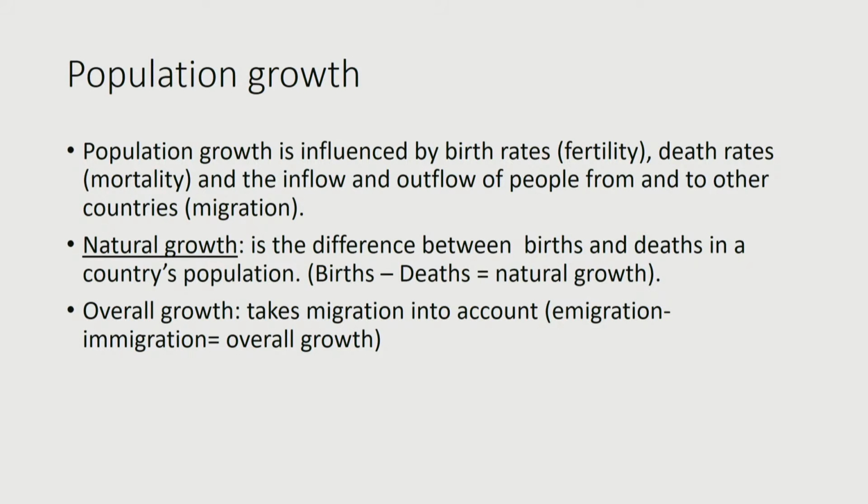So we have what we call a natural growth rate. Natural growth rate is the difference between the births and the deaths in a country's population. That means when we calculate the natural growth, we say the number of those that are born in a year minus the number of those that died in that specific year. And that would give us the natural growth rate.